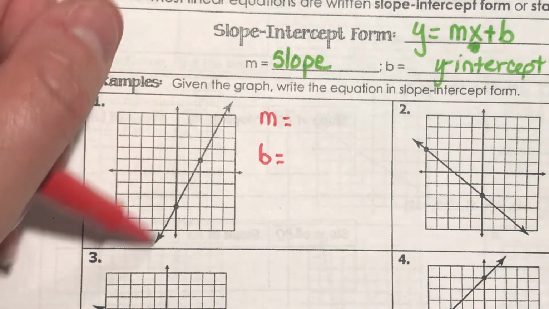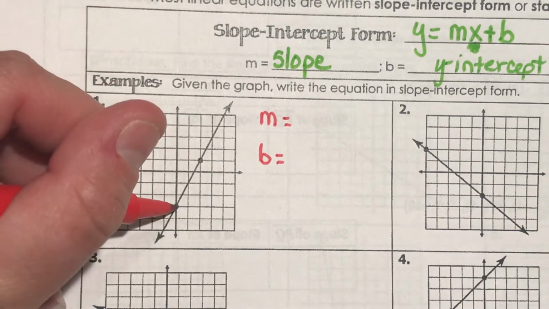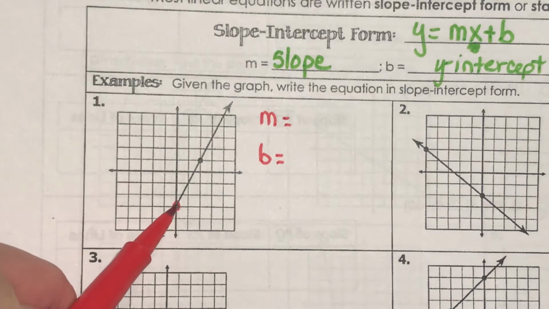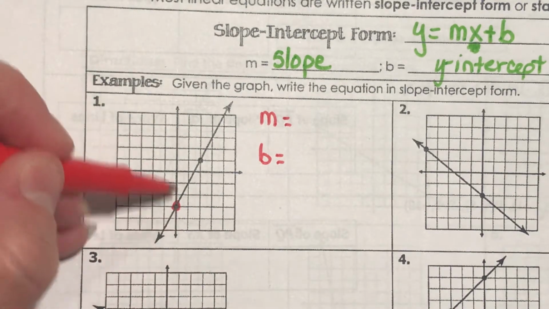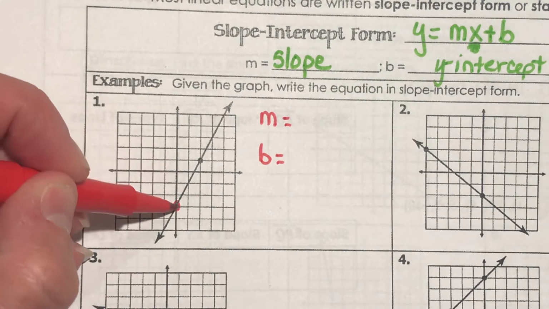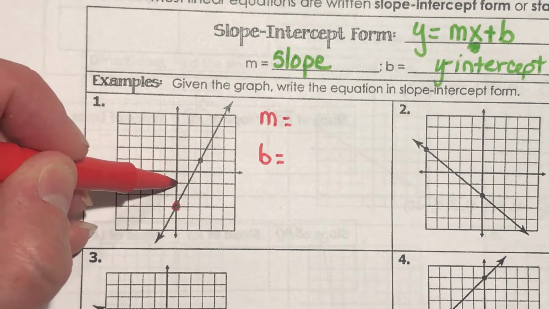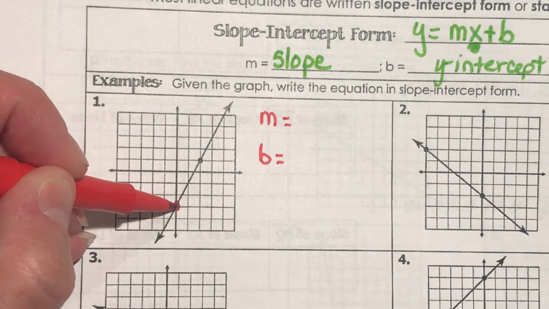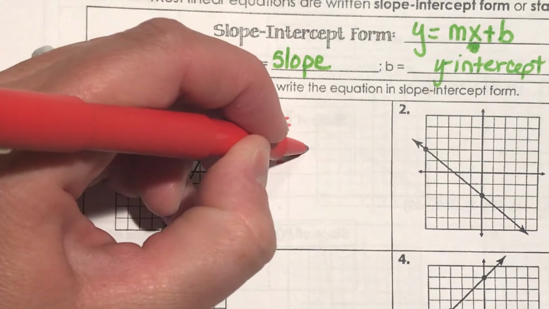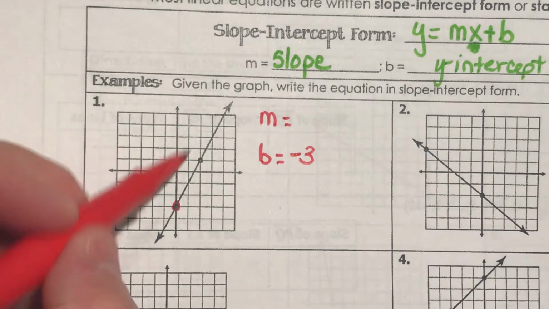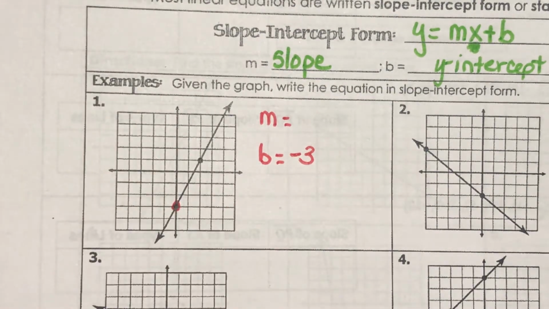So here's my line. Here's my y-axis. This is my y-intercept. This is where it's crossing. So I go to (0, 0), and to get to my y-intercept, I go 1, 2, 3 down. So that's a -3. That's my y-intercept at -3.